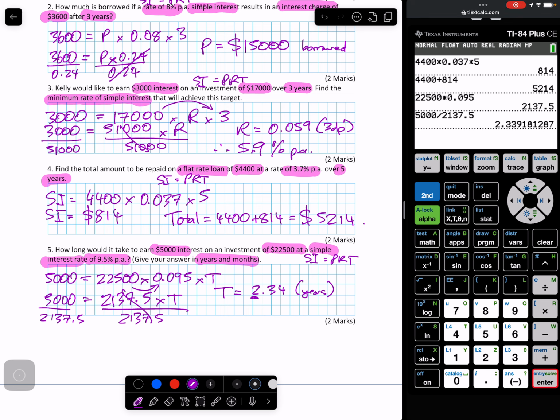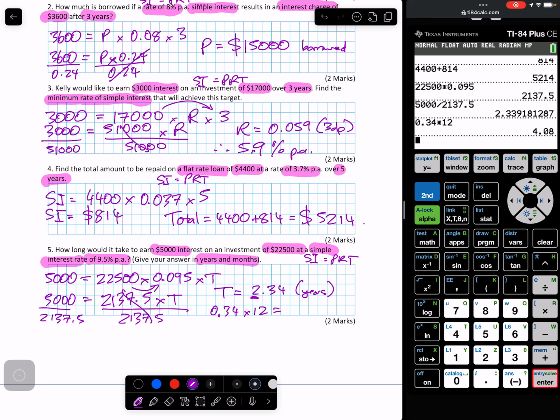So I know it's 2 years right now. I need to work out what 0.34 years is in months. So 0.34, there are 12 months in a year. 0.34 times by 12, that's going to give me 4.08 months. I didn't spell months properly, months. So therefore, 2 years, 4.08 months. Might as well highlight the answers.